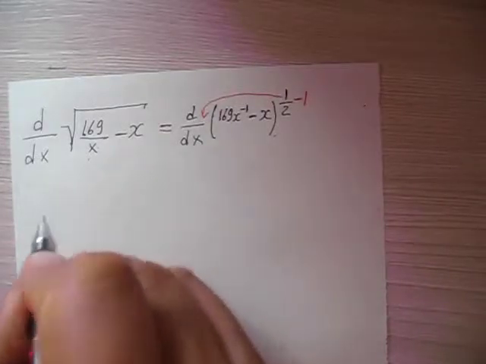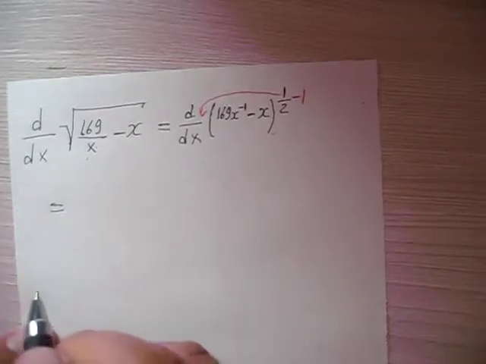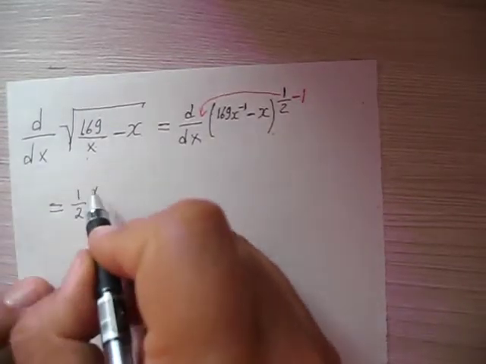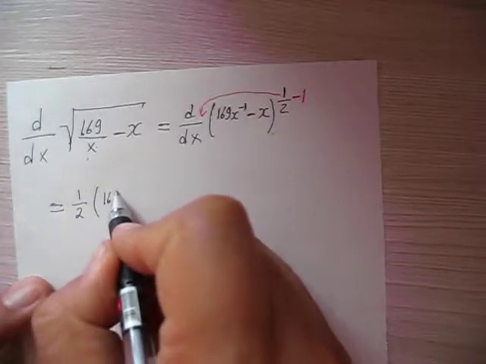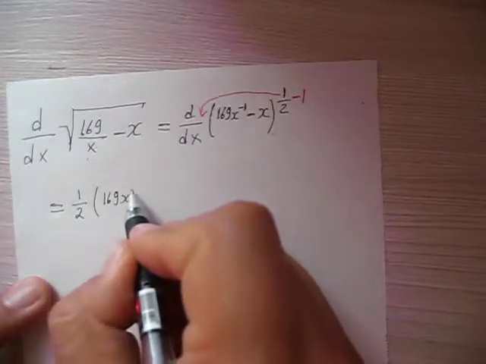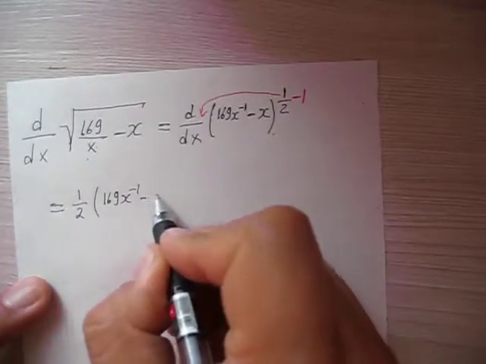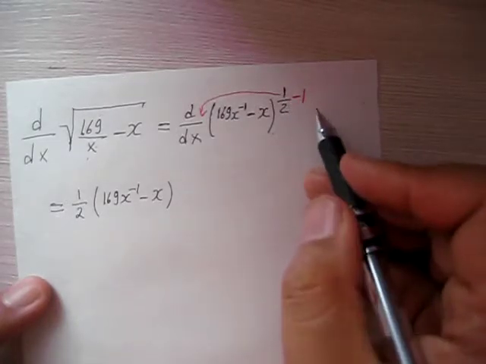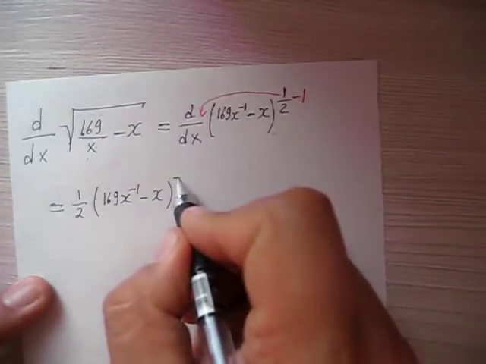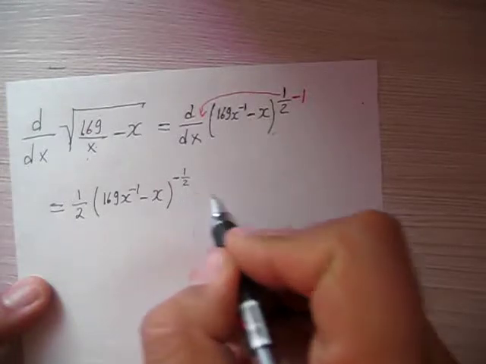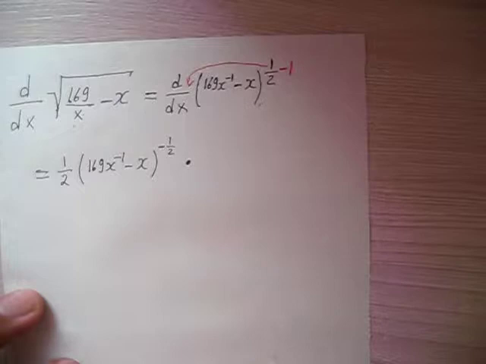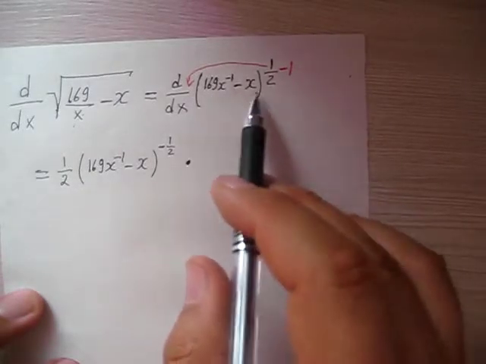In that case we will have 1/2 times 169 x to the power of minus 1 minus x, to the power of 1/2 minus 1, which is negative 1/2, times the derivative of the inner function, okay, the derivative of this inner function.